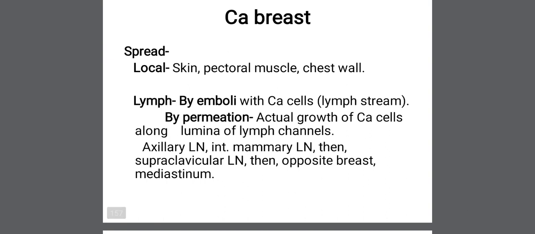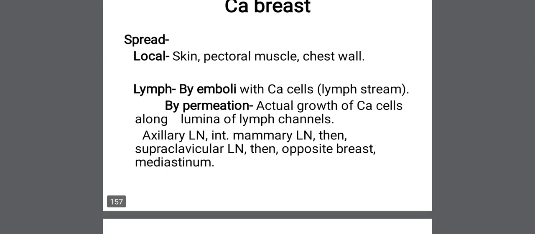Now the spread of the breast cancer. The local spread is, the tumor increases in size and it may invade other portions of the breast. It tends to involve skin and it penetrates to the pectoral muscles and even to the chest wall. So locally it will spread to skin, pectoral muscles and chest wall.